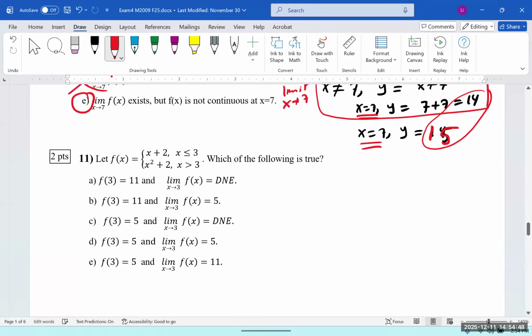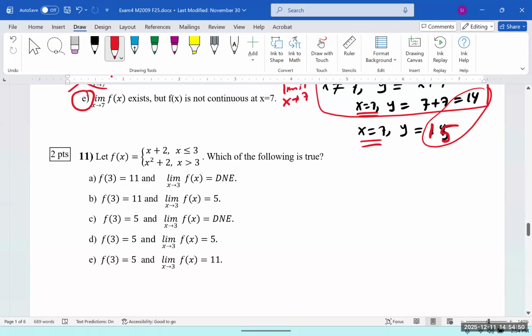The next one is actually even more good. It's better. Why? Because all you have to do is look at the y value when your x is 3. X is 3, what is y value? And also you have to look at the limit when x is going to 3 of this function. So you're looking at 2 things.